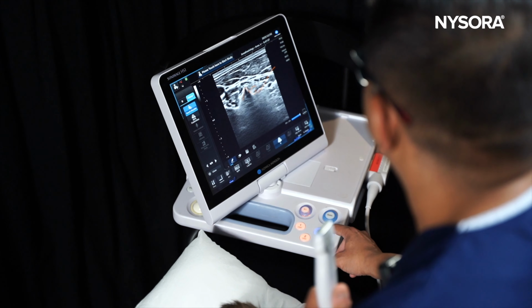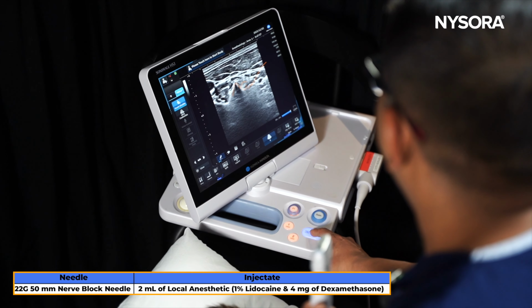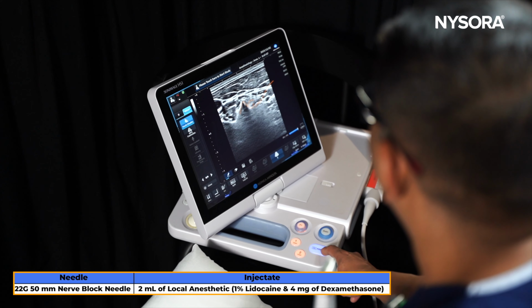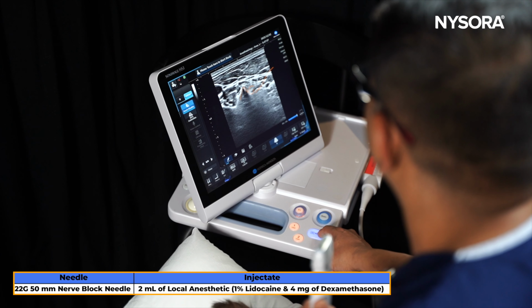Before that, I would always recommend using a contrast dye. Do the x-ray to make sure that the needle tip is not in the vessel, and then you will inject the local anesthetic and steroid. Thank you.